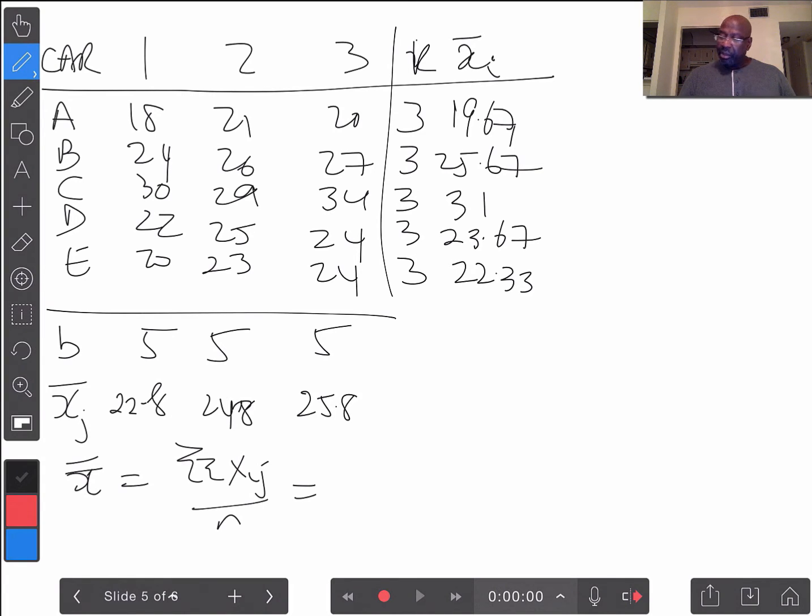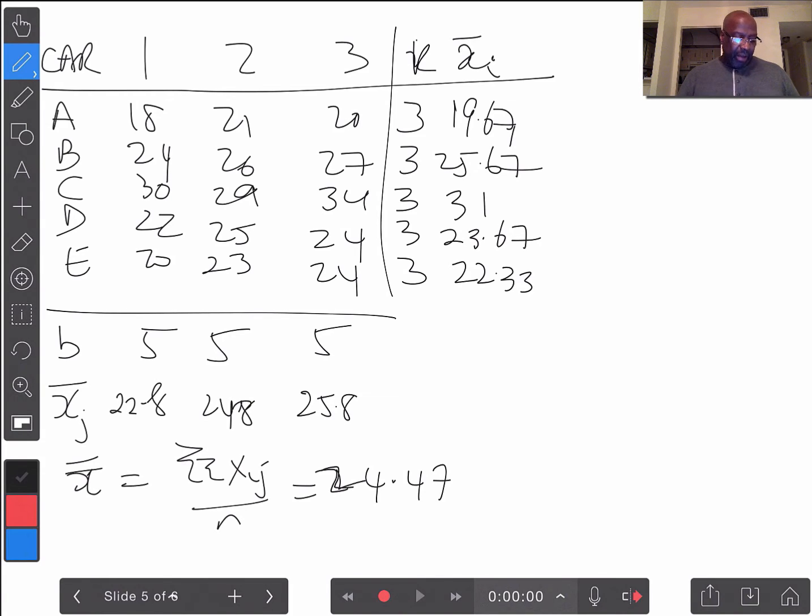I've calculated that to be 24.47. I just use Excel to give me the values, just taking the average of those 15 numbers. You could do that. You could add them up, divide by 15. That will give you whatever the value is, okay?